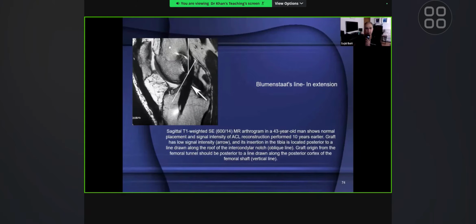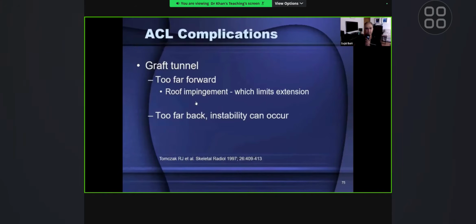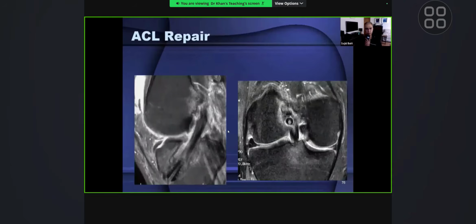And what we need to do is to find the central sagittal image, find the Blumensaat line, and then see the relationship of the tibial tunnel as compared to the Blumensaat line. In terms of complications of anterior cruciate ligament reconstruction, the tibial tunnel can be too far back or too far anterior. If it's too far anterior, it will result in impingement of the ligament fibers caused by rubbing against the roof. And if it's too far back, then it will be incompetent because the tibia will continue to come forwards.